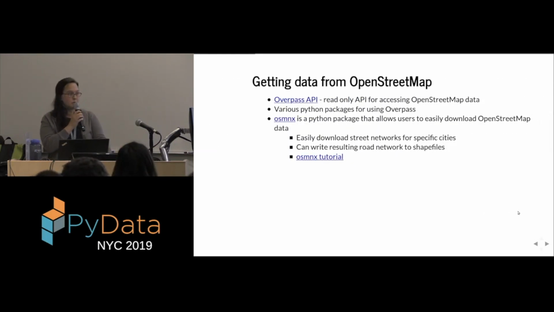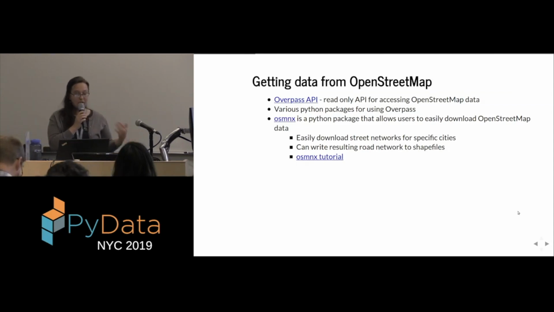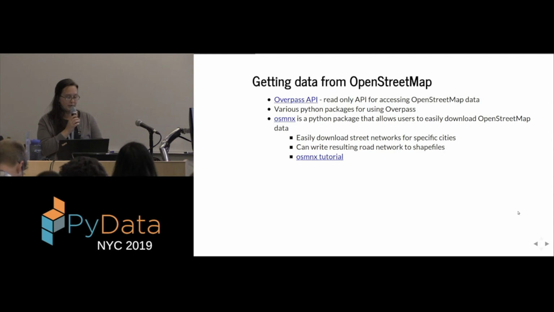So if you've decided you want to use OpenStreetMap and you want to get data out, you can use the Overpass API, which is a read-only API for accessing OpenStreetMap data, and there are a variety of packages you can search for that use Overpass. This is great if you want to get most of the information for a region, but we're going to be talking about OSMnx instead, which is a Python package that allows users to easily download OpenStreetMap road network data. So it throws out a lot of stuff like the cafe information, which you may or may not care about. But for us, we just care about the road network.